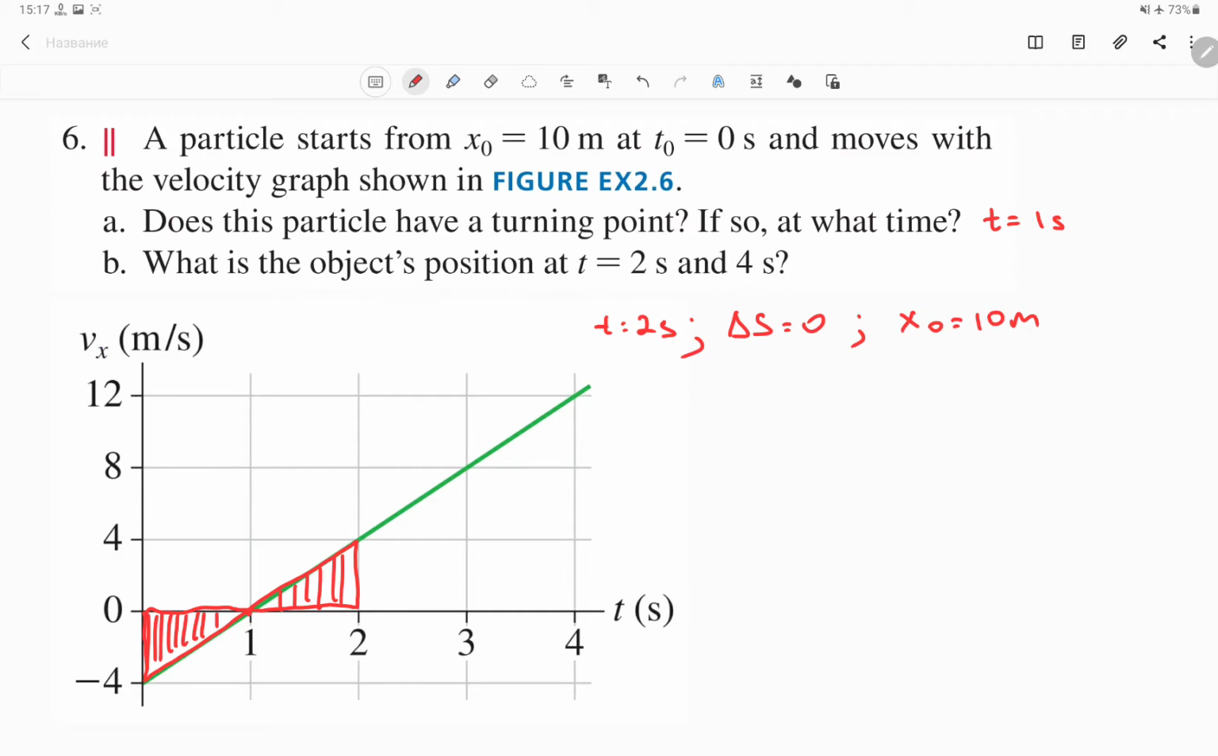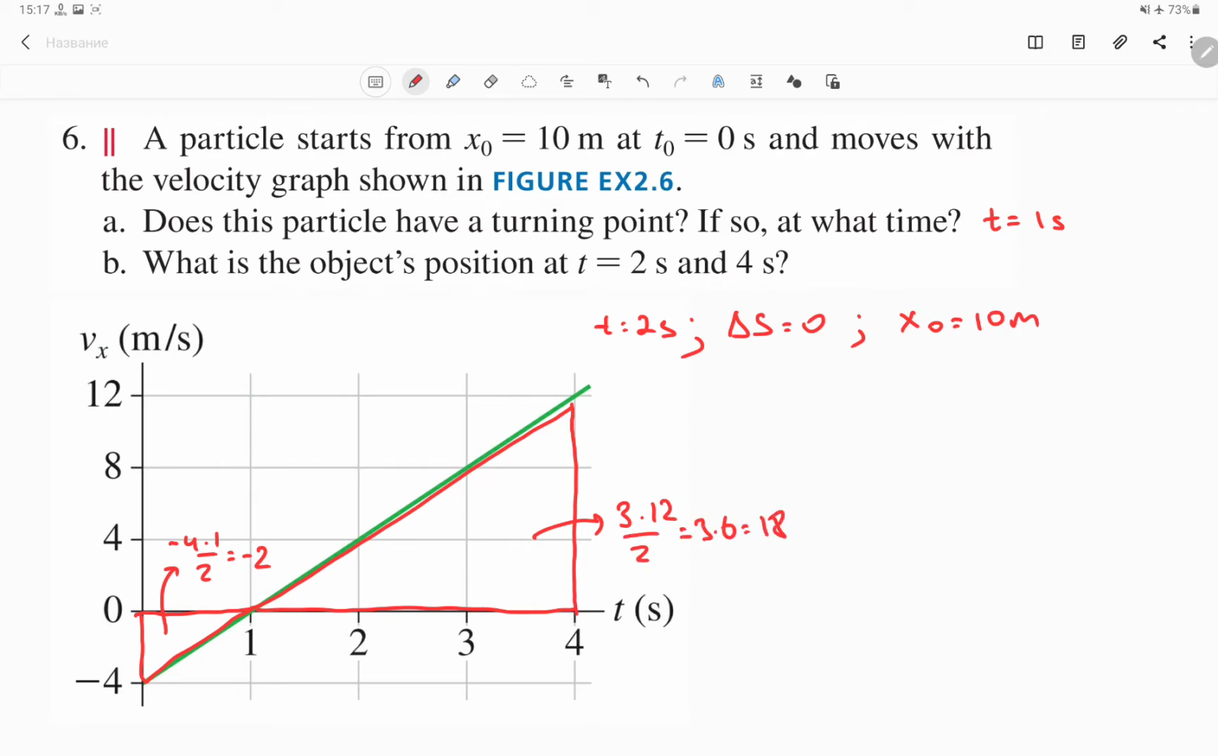The area under the 0 level will be negative. Now the second part, find the position at 4 seconds. Then 4 is here, so we need to find this total area, and we should add this area. This area of course will be negative. So what does this area equal? The area of this triangle is minus 4 times 1 divided by 2, it's negative 2. The area of this part is 3 times height 12 divided by 2, so 3 times 6, which is 18. So the total area will be equal to negative 2 plus positive 18, which gives us 16.